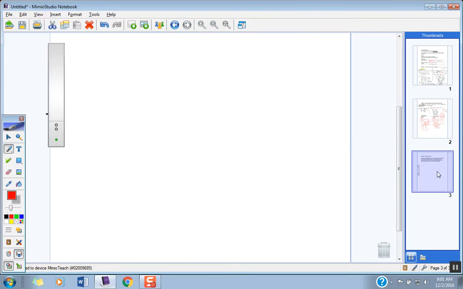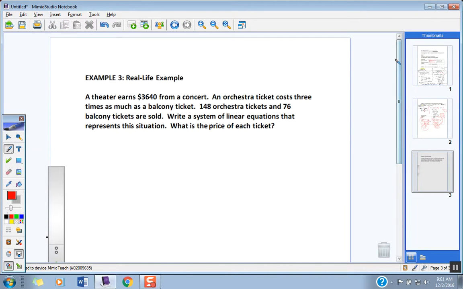Let's take a look at this last example. It's very similar to what we did yesterday. It's a real life example. How about a volunteer to read that for me? I will read it. It says a theater earns $3,640 from a concert. An orchestra ticket costs 3 times as much as a balcony ticket. 148 orchestra tickets and 76 balcony tickets are sold. Write a system of linear equations that represents the situation first, and then figure out what is the price of each ticket.